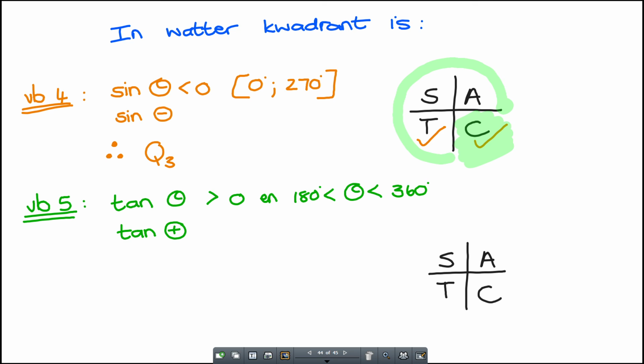Met ander woorde, do you guys understand? Okay, this is 0, 90, 180. So only from here on, I can use it. Do you guys understand? So that part is out. Ek mag nie dit gebruik nie. Nee, daai boonste twee kwadrante mag ek eers na kykie. Okay, nou waar is tan nou weer positief? Tan is positief in kwadrant 1 en 3, but I'm not allowed to use quadrant 1. So my only answer here will be quadrant 3.